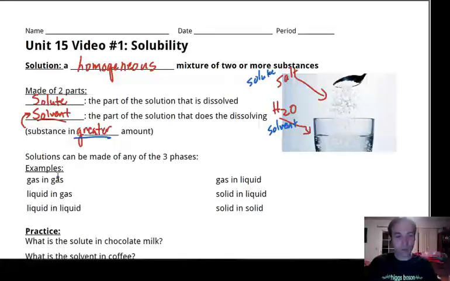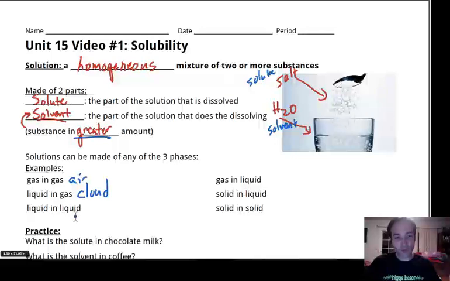Alright, so it turns out that solutions can actually be made up of any of the three phases of matter. So solid, liquid, or gas. Now just for some examples, gas dissolved in gas, a good example of that would just be air. So you have, for instance, nitrogen, oxygen, carbon dioxide, different gases that are all homogeneously mixed together. That would be air. You can have liquid dissolved in air, something like cloud, which is basically water vapor dissolved in air.